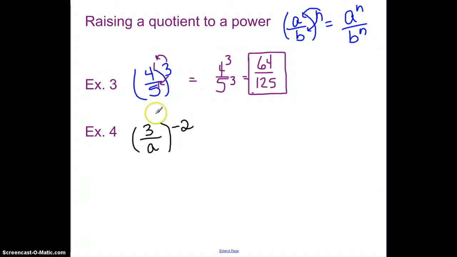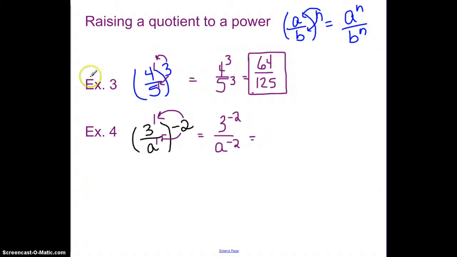Now, in number 4, the 3 and the a, neither one of them have exponents, so I'm going to add a 1 there. 3 and a are going to be my bases of my answer, and I'm going to have to distribute this negative 2 to both of these exponents. So negative 2 times 1 is negative 2. Negative 2 times 1 is negative 2.